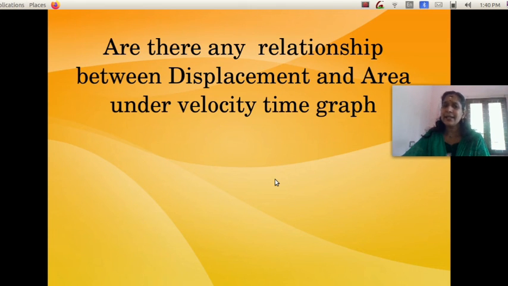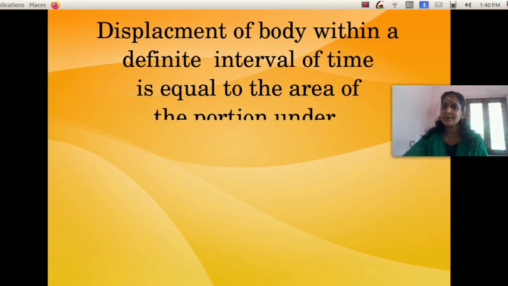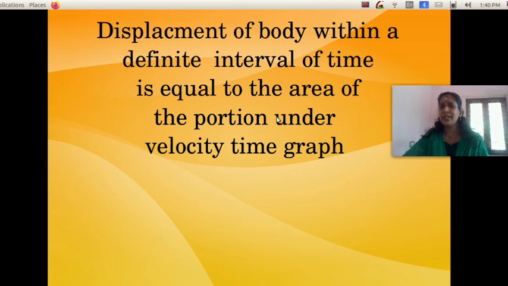Is there any relation between displacement and the area under the velocity diagram? Can you say? The displacement of a body within a definite interval of time is equal to the area under the velocity diagram. We can study more about this in the next class.